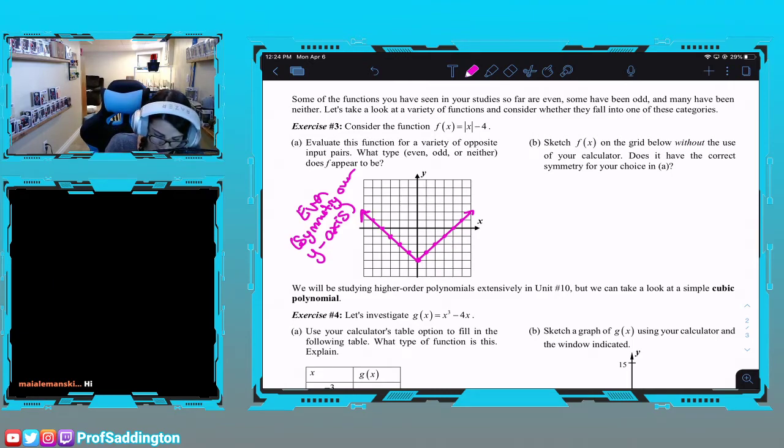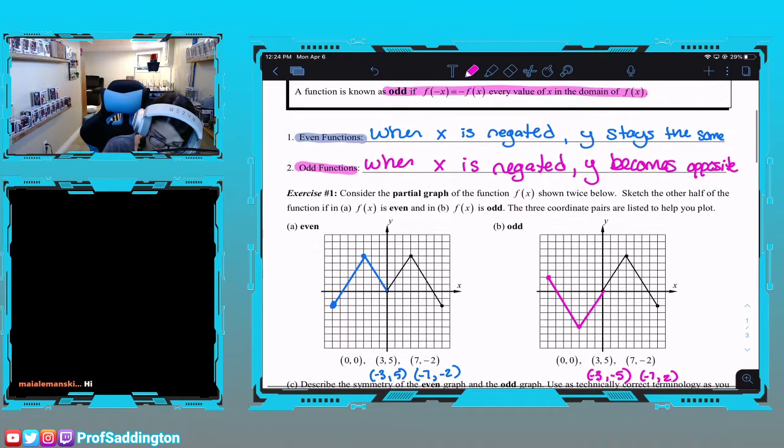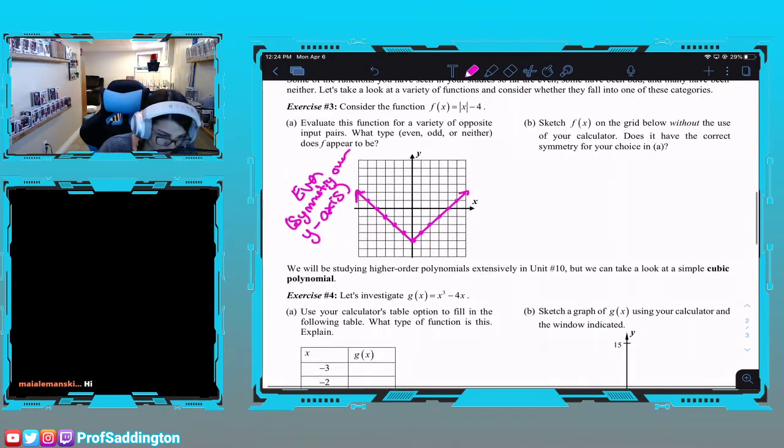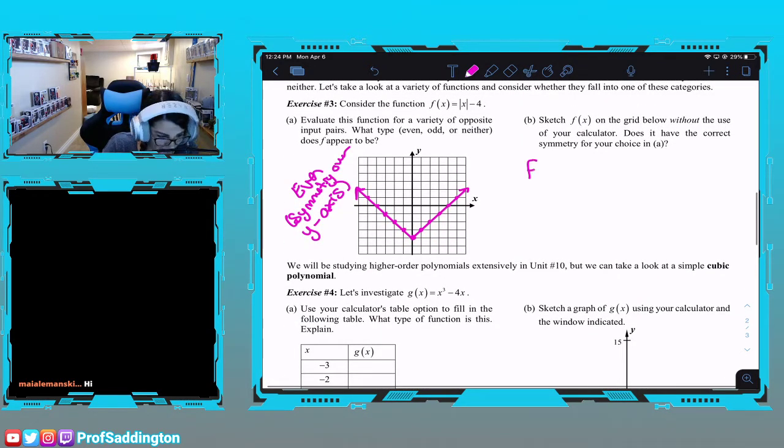Does it have the correct symmetry? So if we want to think about this, the definition, let me go back up here. The definition says for an even function, when x is negated, y stays the same. So let's see if that's true algebraically. If we have f of x equals absolute value of x minus 4. Absolute value of x just means distance from 0, so we really have x minus 4.